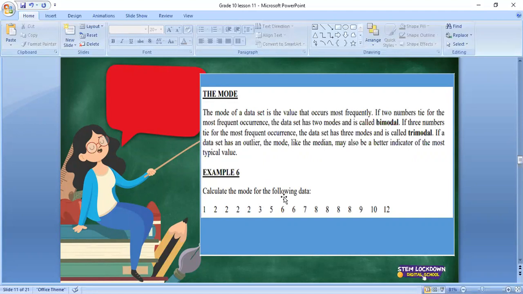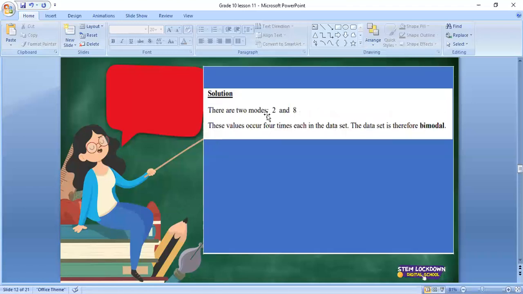For example, calculate the mode for the following data. If you check nicely, how many twos do you have there? You have 4 twos. How many 8s do you have here? You have 4 8s. So we're saying the 2 and 8 are the modes, because 2 occurs 4 times, and 8 also occurs 4 times. So this data is bimodal. Okay, so there are 2 modes, 2 and 8. Each value occurs 4 times in the data set, so the data set is therefore bimodal.